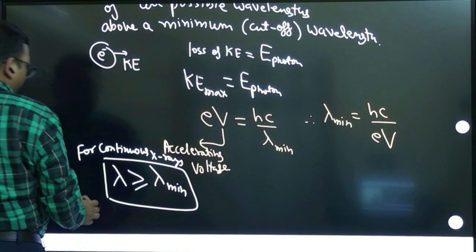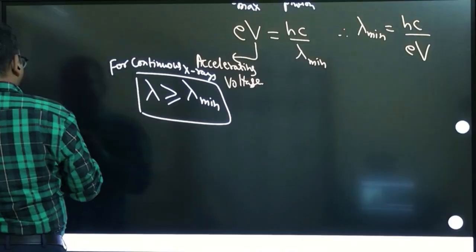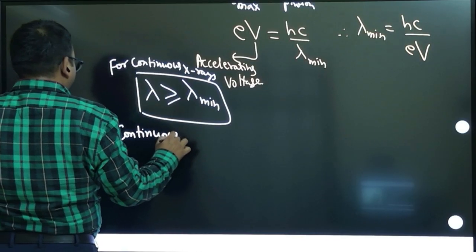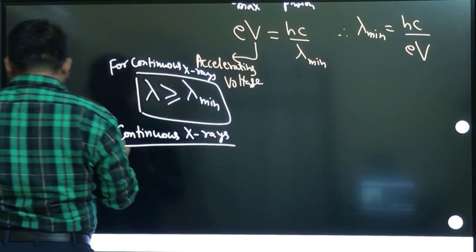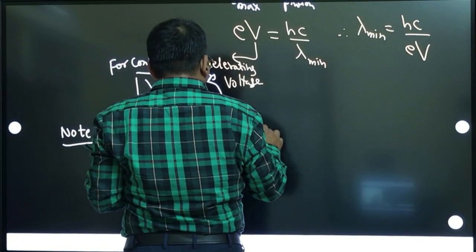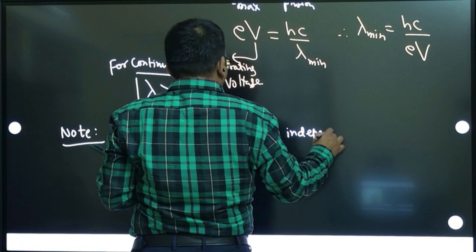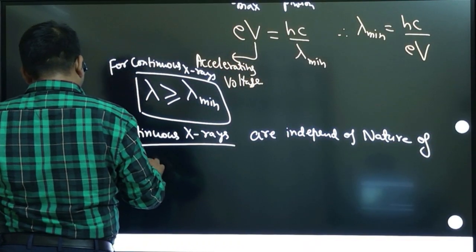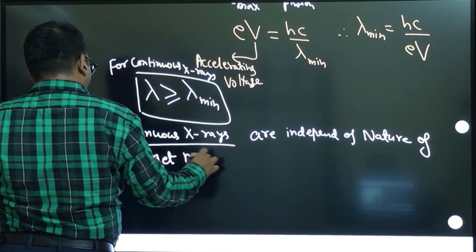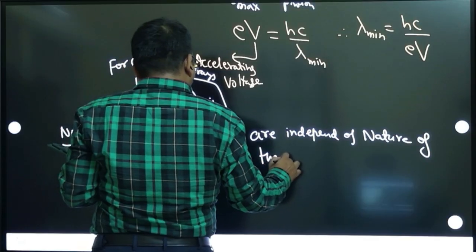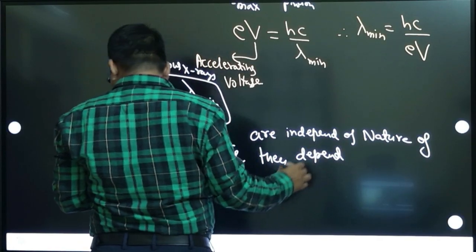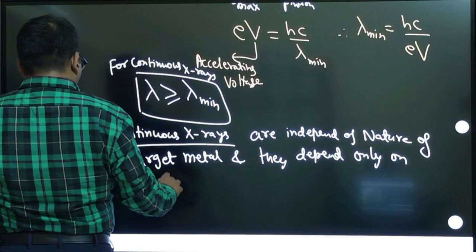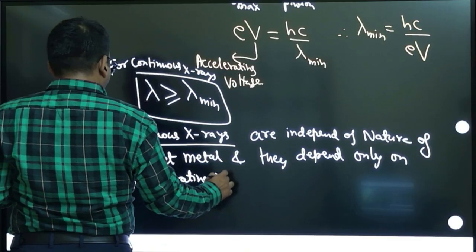An important property to note about continuous x-rays is that they are independent of the nature of the target metal, and they depend only on the accelerating voltage.